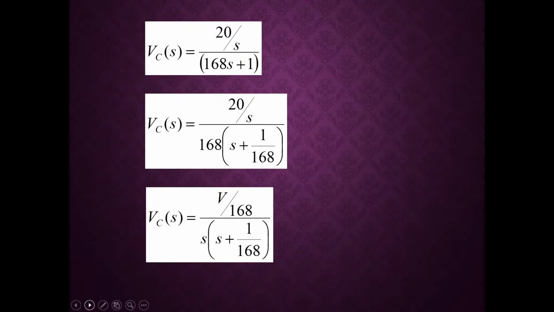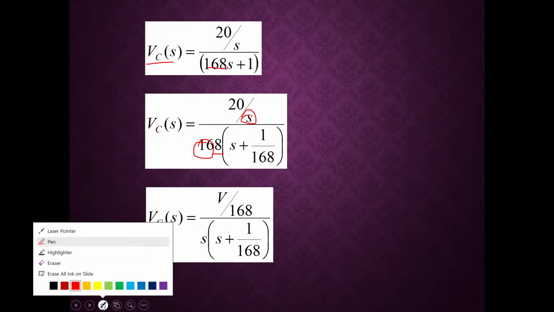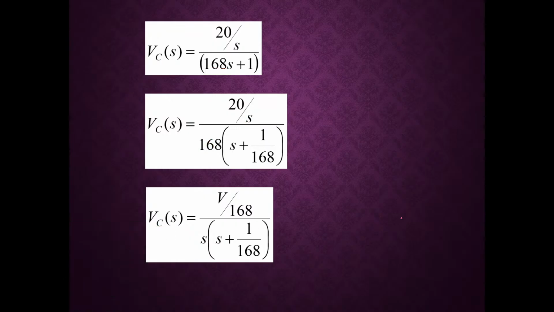Okay, then Vc(s) is equal to what? 20 by s by 168s plus 1. You can take 168 common. If you take 168 common, you will get s plus 1 by 168. So you can interchange the position of s and 168. So Vc(s) is equal to 20 by 168 by s into s plus 1 by 168. If any concurrent viewer is there, you can just copy it down quickly.